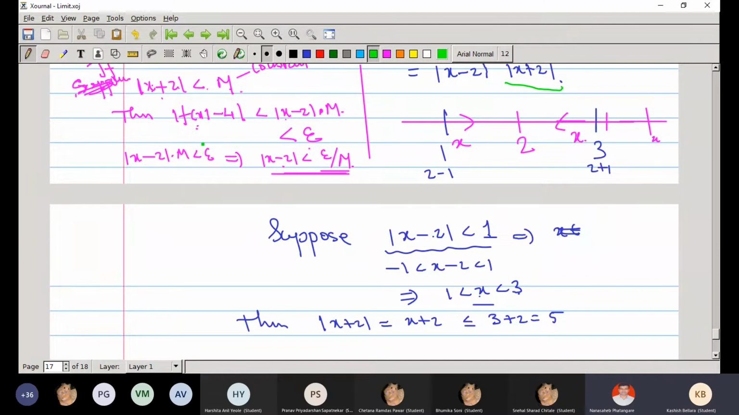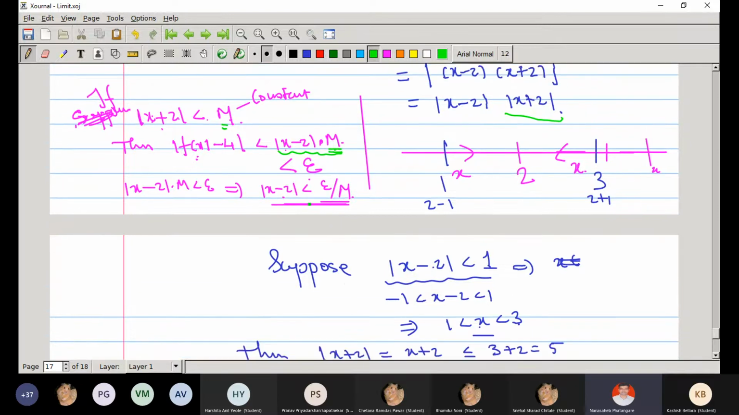Yes, sir, understood. Right. So basically our aim was to control x plus 2 so that we could have |f(x) minus 4| less than this quantity. And then if you want to make this quantity less than epsilon, that means |x minus 2| must be less than epsilon by M. What is M? M is the number which controls x plus 2. Right. So |x minus 2| less than epsilon by M. From that we can guess our delta could be epsilon by M. That was our thought process.